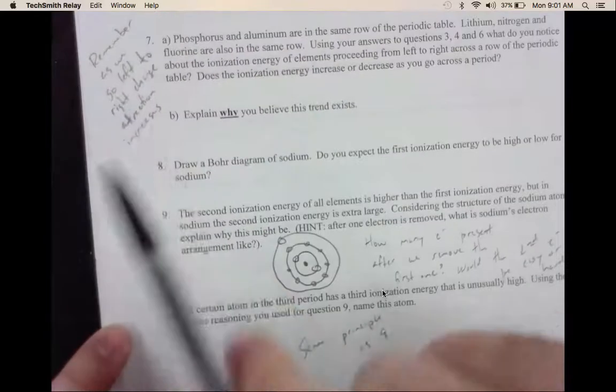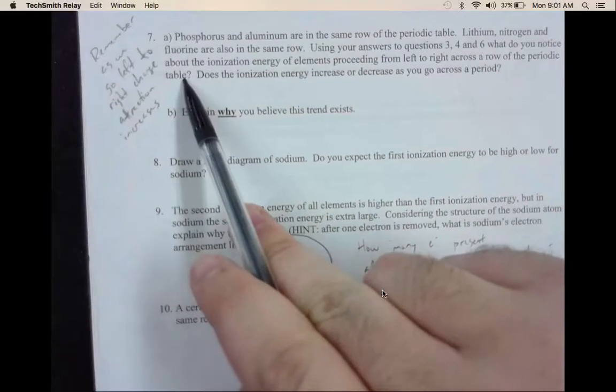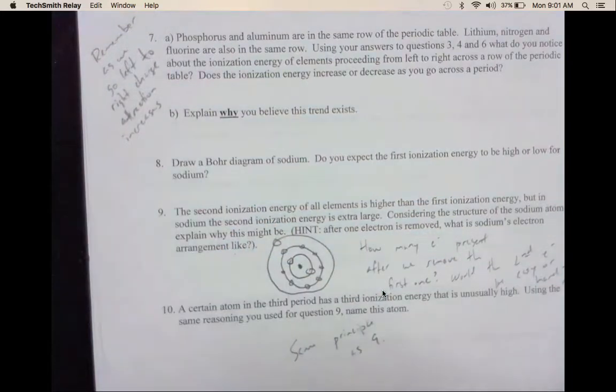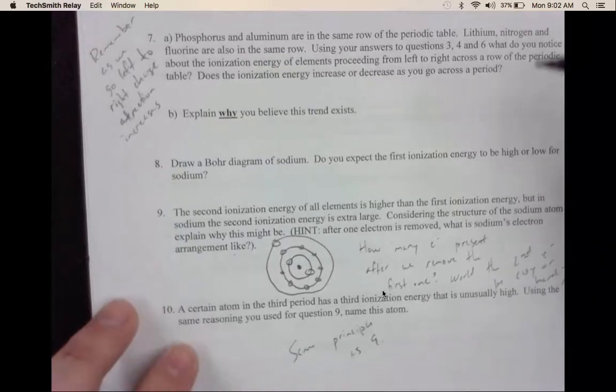First, we come to question 7. Question 7 is asking us to think about a trend. We have to remember, as we go left to right in a row, the charge attraction increases. Now knowing that the charge attraction increases, think about how that affects removing electrons. Question 8 is a Bohr diagram, you can do that.